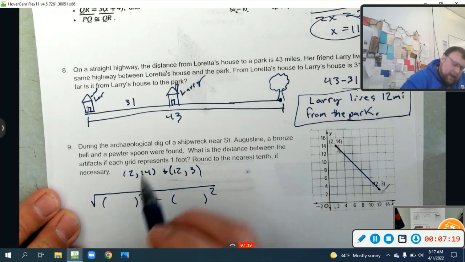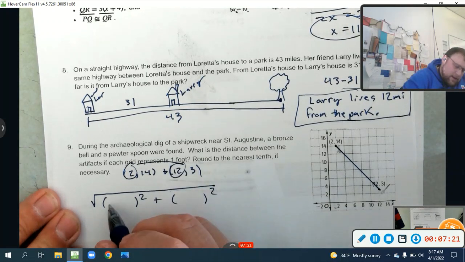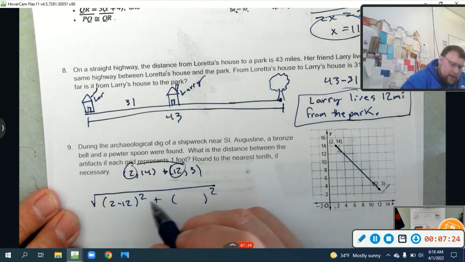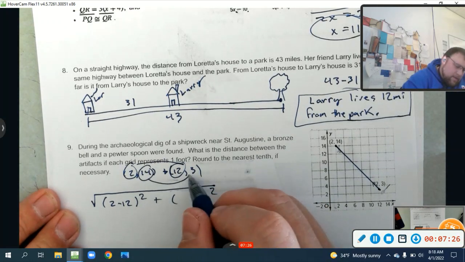and then I'm going to put my x's in here. So I'm going to connect my x's. 2 minus 12. We don't care that it's going to be negative. The square will make it positive. And then 14 minus 3.